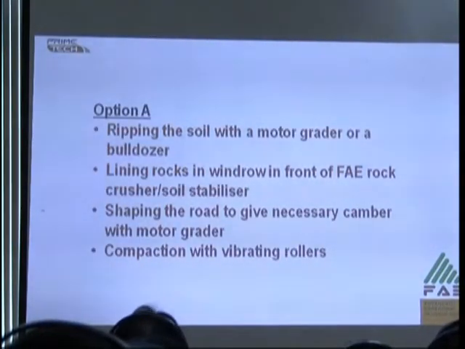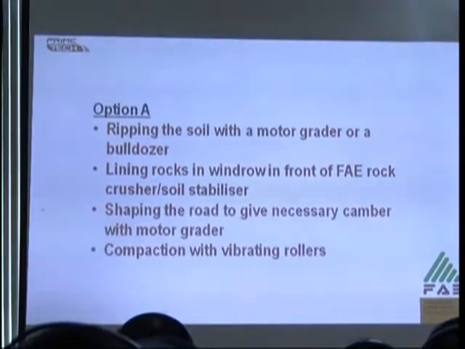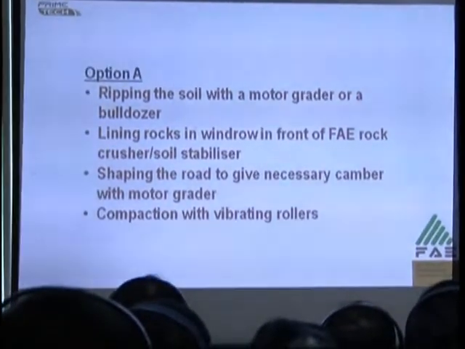Okay, option A. This is the cheapest option. Very simple. What you do? You rip the road with a motor grader, or a motor grader or bulldozer with tines, rippers, behind. You rip the road about 300 millimeters. Okay, ripping the road is very important for many reasons. One reason is that you see what is under the road. So you see the size of stones. You see if there is any steel, if there is anything strange in the road.